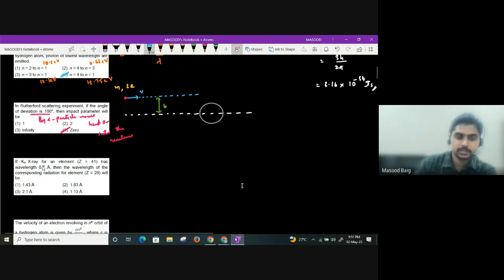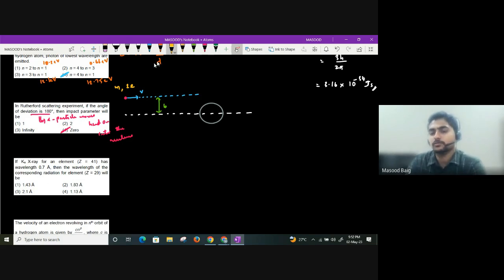For K alpha X-ray, the element with atomic number 41 has a wavelength of 0.7 angstrom. Then what will be the wavelength of the corresponding radiation for an element with atomic number 29? You can find this by using Moseley's law. Moseley's law is applicable for characteristic X-rays only, and he gave a relation between frequency and atomic number: root nu is proportional to Z.